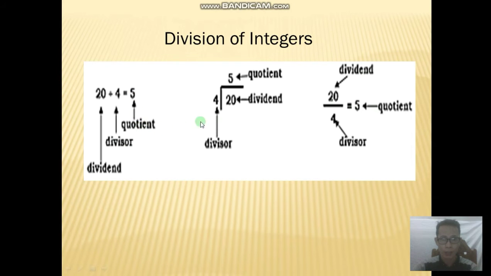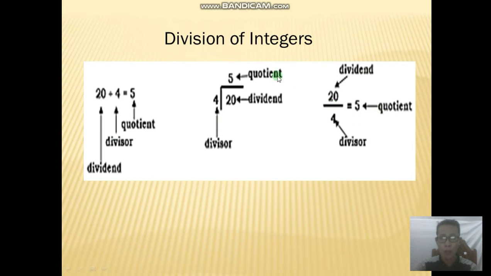Then, if we're going to use this division symbol, yung nasa loob, ito yung dividend. Yung nasa labas, ito naman yung divisor. Ang nasa itaas, ito yung quotient, yung resulta. Pag gamit naman natin yung fractional bar as our division symbol, yung nasa itaas, ito yung dividend. Yung nasa ibaba, ito yung divisor. Then, ito rin yung quotient.